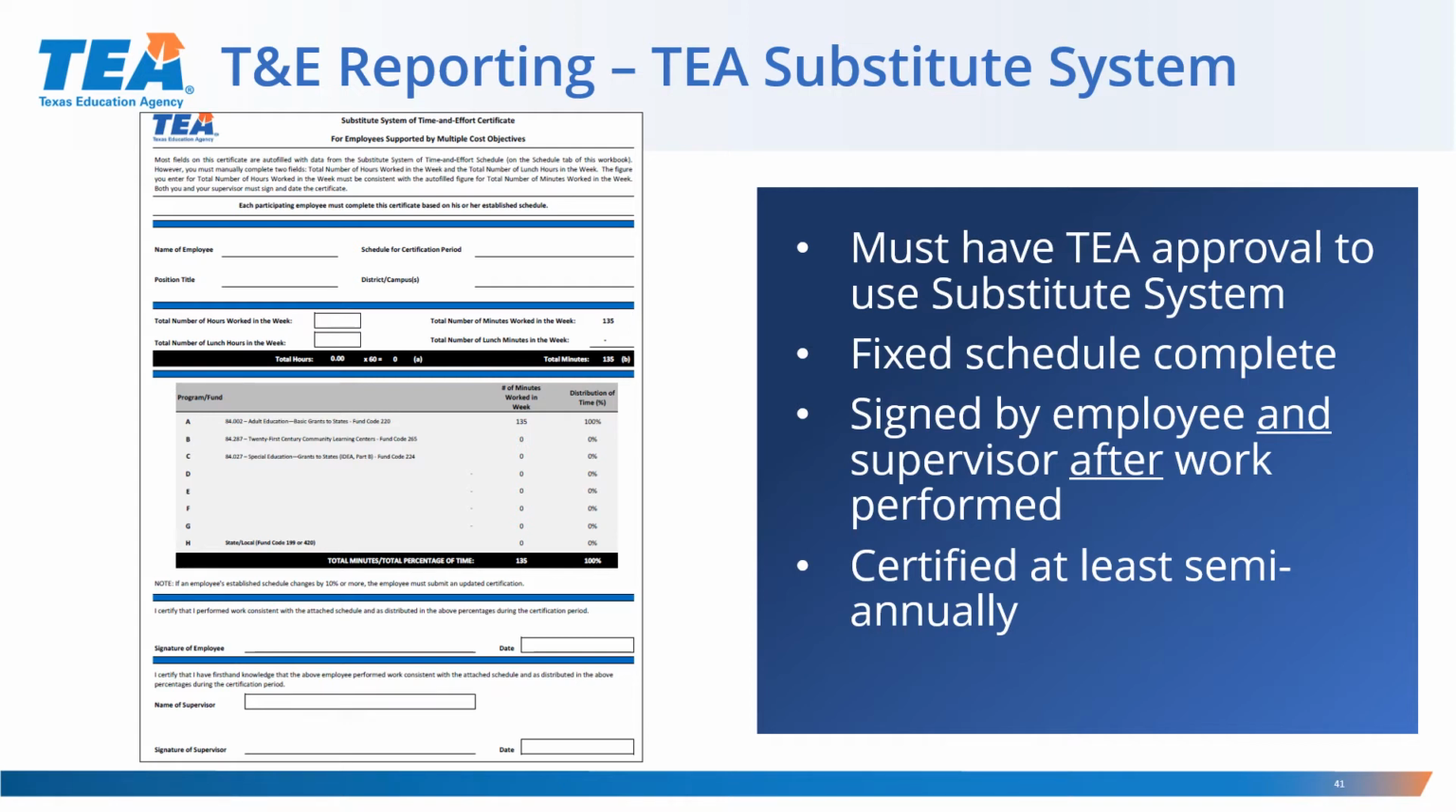Employees that are eligible to use this system are those that are paid from multiple awards and supported by multiple cost objectives and that have a fixed schedule. So in this case, the employee has to go into the substitute system, enter their schedule, and then the system calculates the percentage of their time spent on the various funding sources that they're paid from.